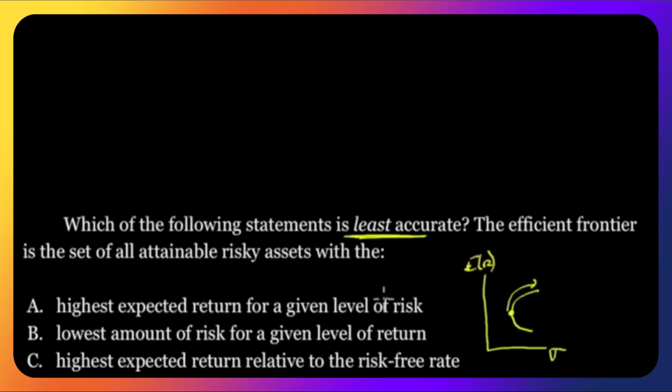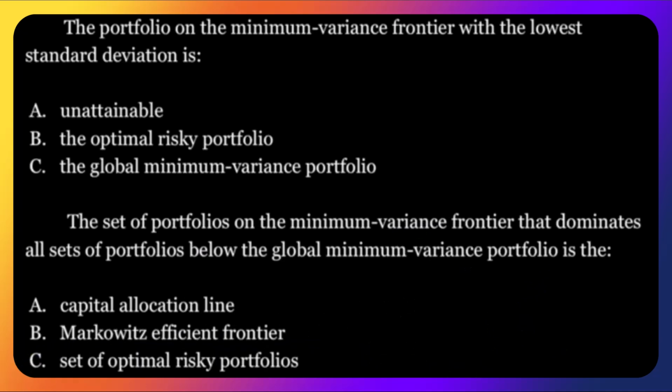The highest expected return for a given level of risk, that's what this will show. The lowest amount of risk for a given level of return, that's exactly what that'll show. The highest expected return relative to the risk-free rate? No, the risk-free rate is over here. Remember, we draw our capital allocation line. C, there you go. The portfolio on the minimum variance frontier with the lowest standard deviation is unattainable. Well, it's saying it's on the minimum variance frontier, so it can't be unattainable.